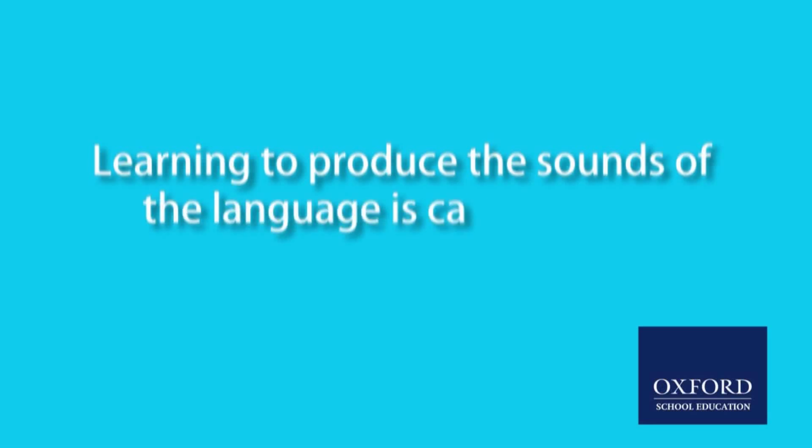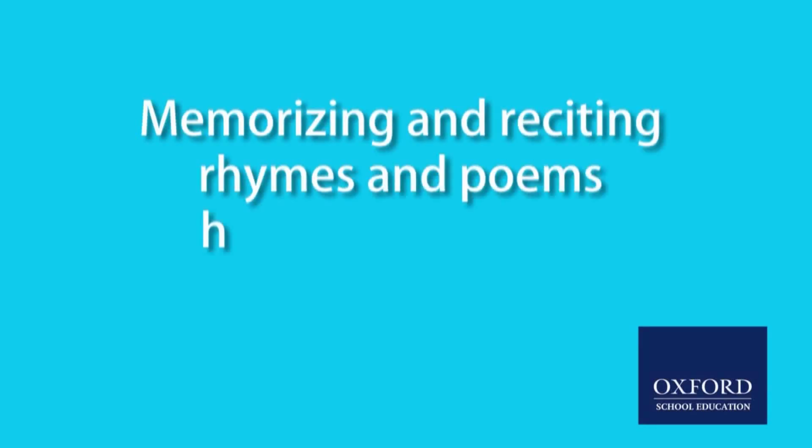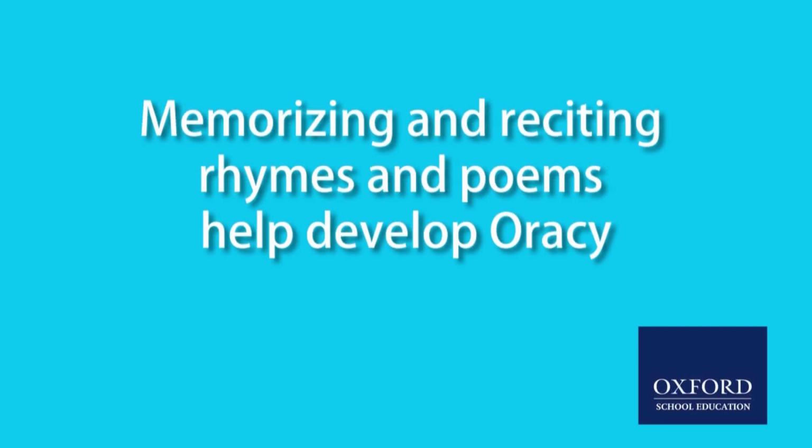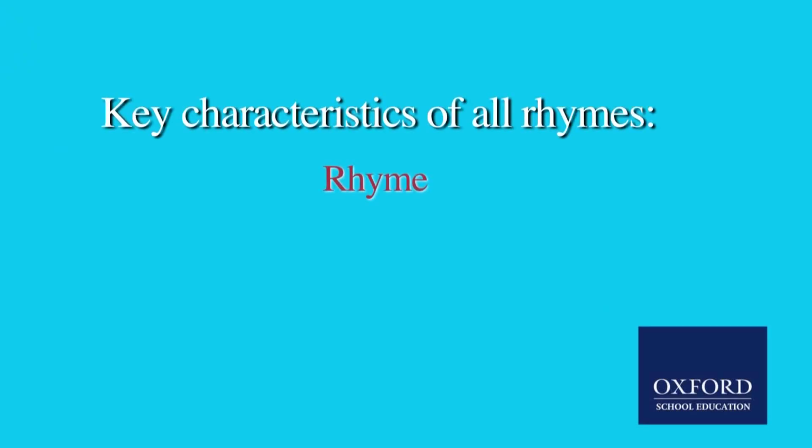One of the first things that children have to learn is how to produce the sounds of the language. This is oracy. And we can use nursery rhymes and rhythm to help children develop oracy. When we use rhyme, we are depending on 6 R's. The first 3 are rhyme, rhythm, and repetition. And we use these in the classroom to help the children learn language.